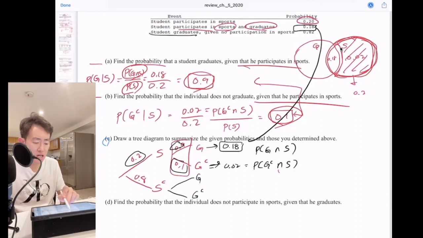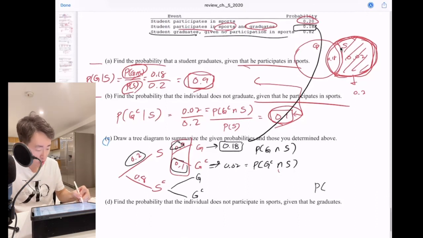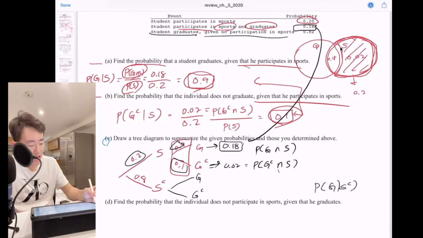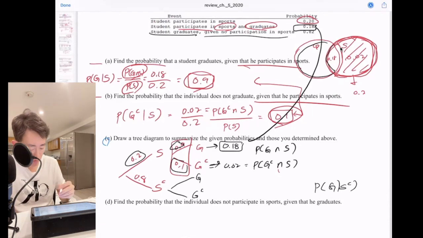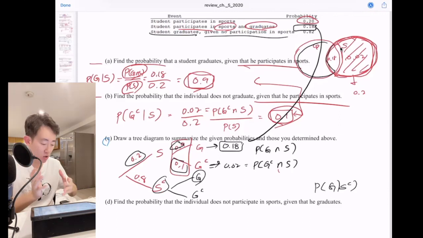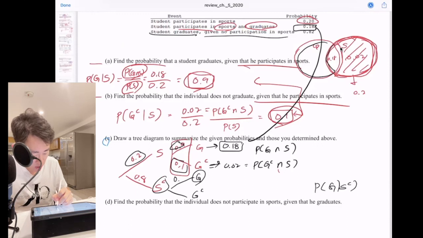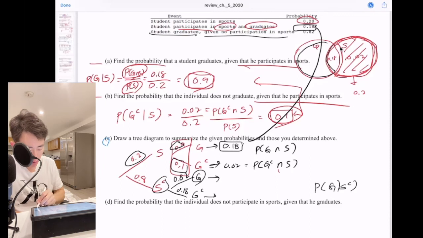The student graduates given no participation in sports, which means given that there is no participation in sports, then the student graduates. That's representing this portion right there, I believe. And that is 82%. So what that means for us is that the student graduates given that the student does not play sports. It's already given to us. So we can write 0.82 here, 0.18 there, and then when you multiply all those numbers together, let's use the calculator for this actually.